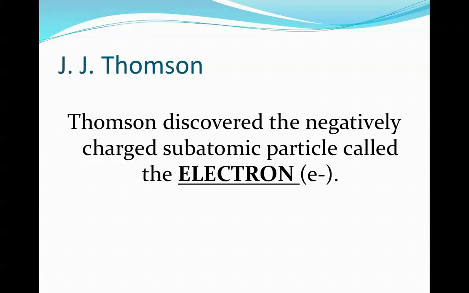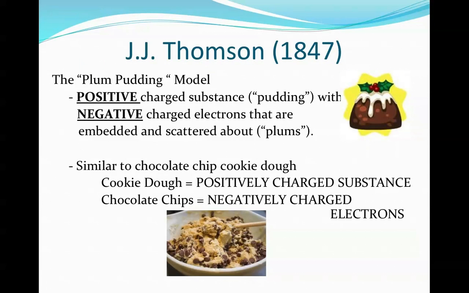So J.J. Thomson is responsible for discovering the electron and adding that to what we know as the structure of the atom. His model is referred to as the plum pudding model, which did make sense at the time because plum pudding was a pretty common food. So the positive charged substance, the pudding, was with the negatively charged electrons that were embedded and scattered about, which were considered the plums. Now, I want to relate this to chocolate chip cookie dough: the cookie dough is the positively charged substance that fills the atom, and the chocolate chips are the negatively charged electrons embedded into the cookie dough, or into the positively charged substance.